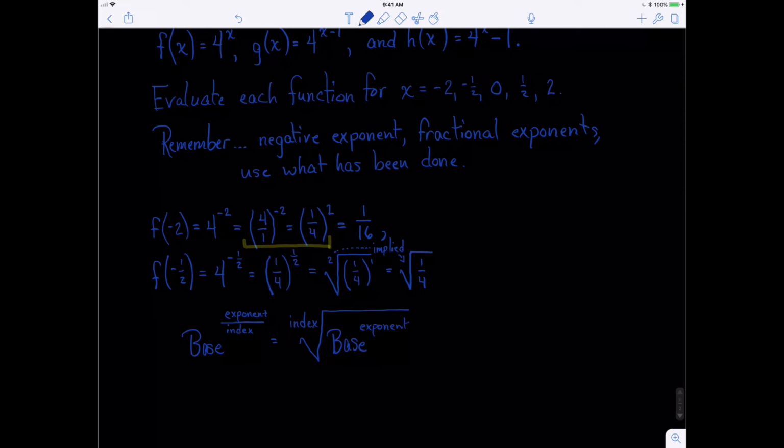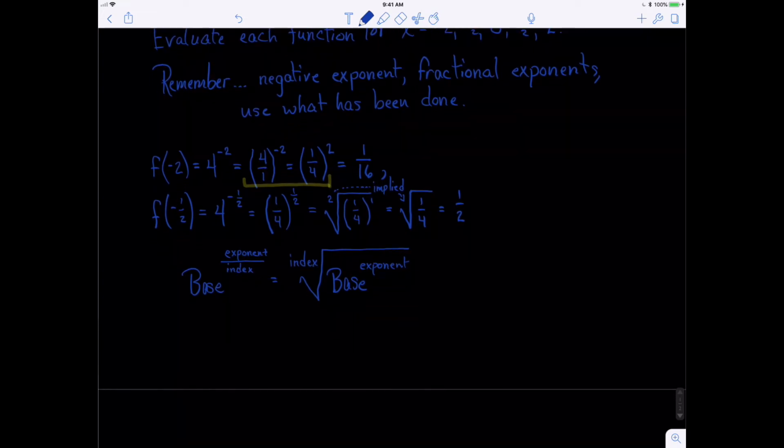So the square root of 1/4 is 1/2. All right, let's try the next one. The next one is f of 0. Well, this becomes 4 raised to the 0 power, and any number to the 0 power is 1.